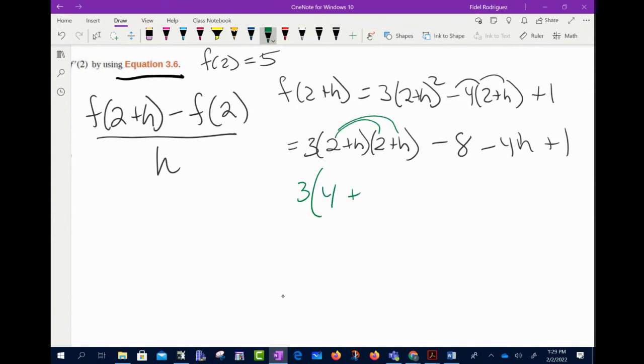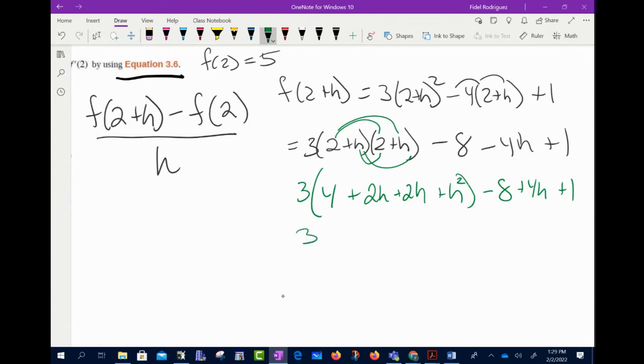4, 2h, another 2h, and an h squared, minus 8 plus 4h plus 1. So far, am I doing okay? I'm just following that whole thing out. Right? What do we got to do now?